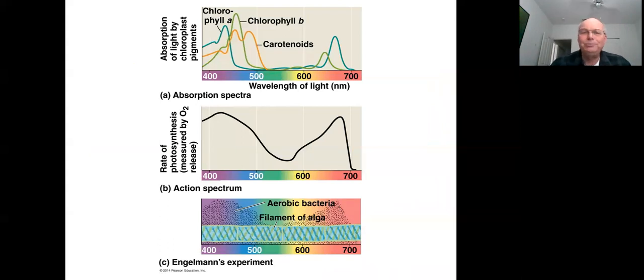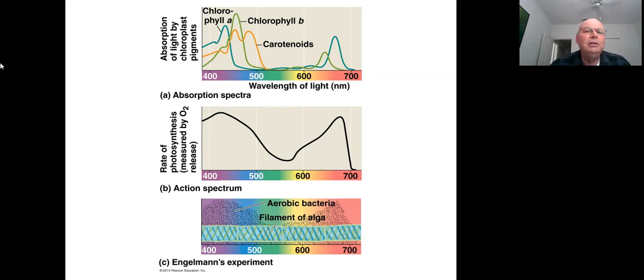So the question then becomes, why? Why is it those wavelengths? Well, we know that it has something to do with the green pigments, the chlorophylls. So when we take a look at the absorption spectra of the individual pigments, and I'm going to move this out of the way so we can see the top curve for a moment.